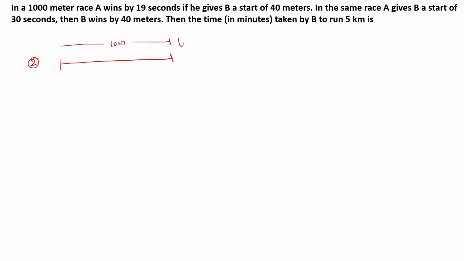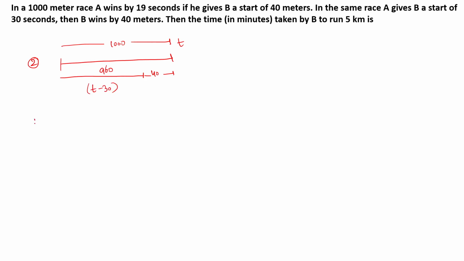Let's assume he has taken time t. I am taking t for B because the question asks how much time B will take to run the 5 kilometers. If we find the value of t for 1000 meters, just multiply it by 5 and we'll get the answer. B has taken t time to complete the 1000 meter race. B wins by 40 meters, that means A has completed only 960 meters. The time taken by A is 30 seconds less than B, so this is t minus 30.